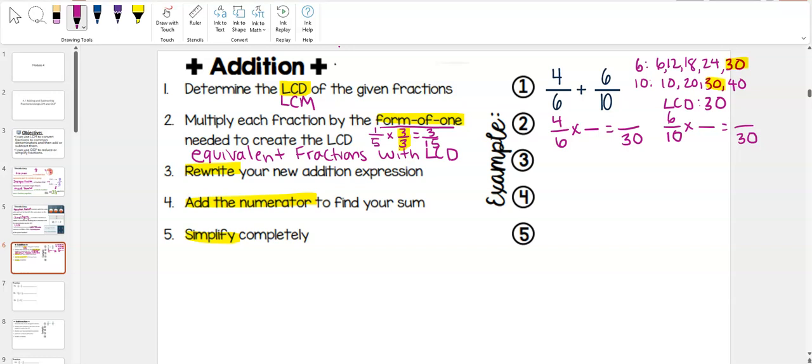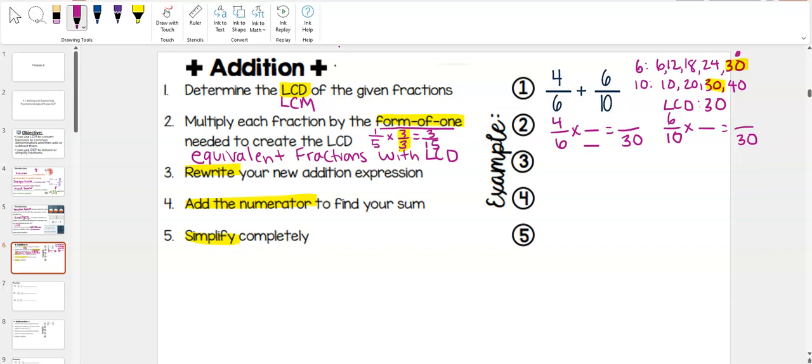So you need to ask yourself, 6 times what makes 30? Well, if you don't know, you can come back up here and skip count, but basically it's 5. So we're going to multiply by 5. 4 times 5 is 20. So 20/30ths is my first fraction.